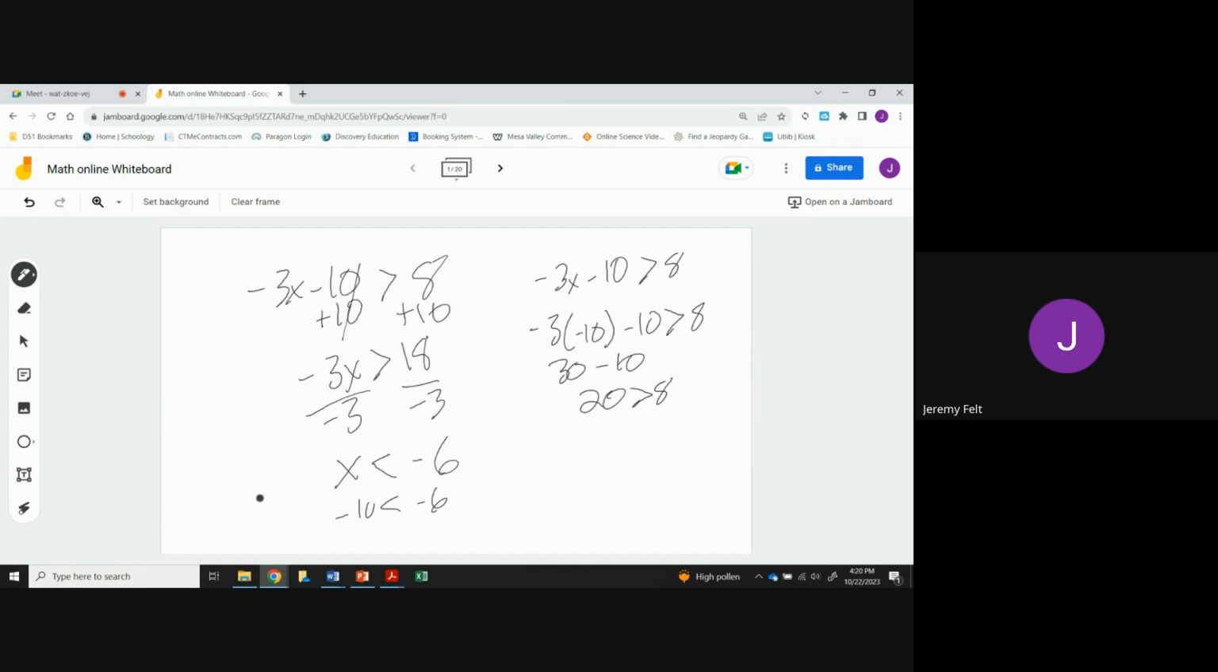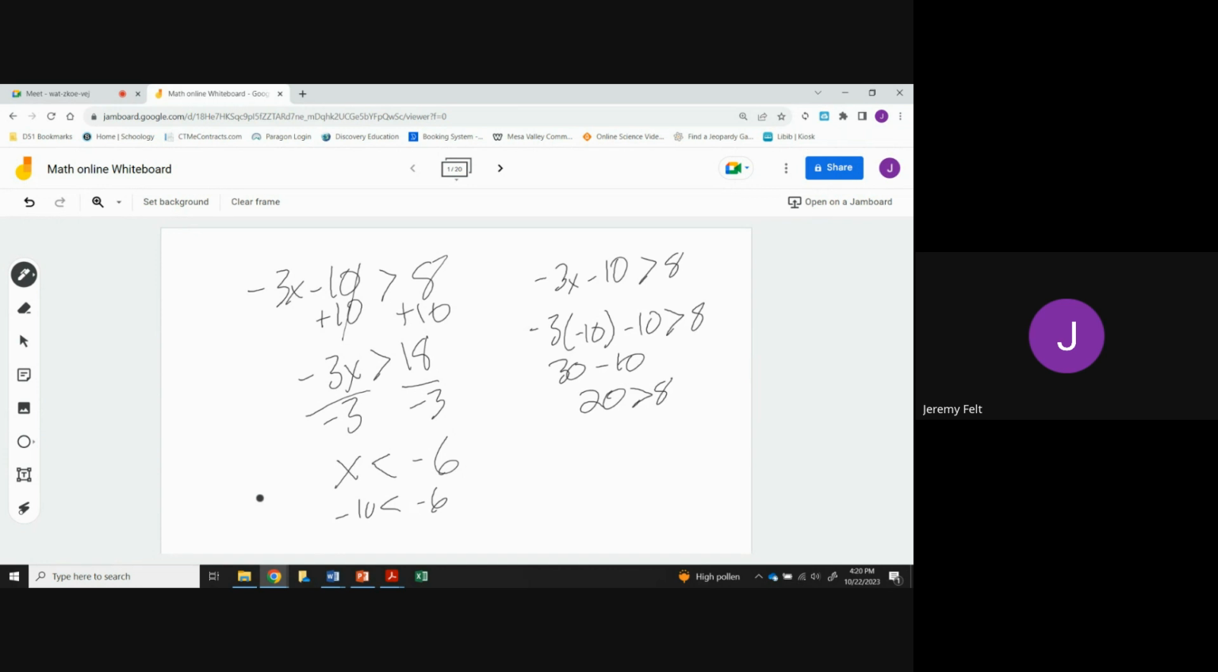We did it correctly because we changed this when we divided. We ended up with a negative 6 because we divided both sides by a -3, changing the signs of both sides. So that's why we flipped this. It was opening to the left. Now it's opening to the right. And then we plugged it back in just to check to make sure that it was correct.